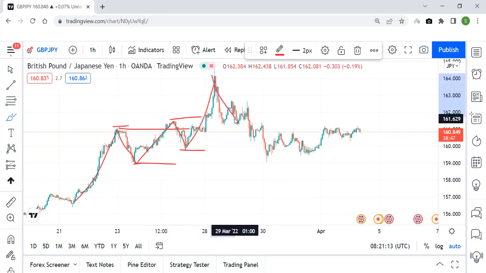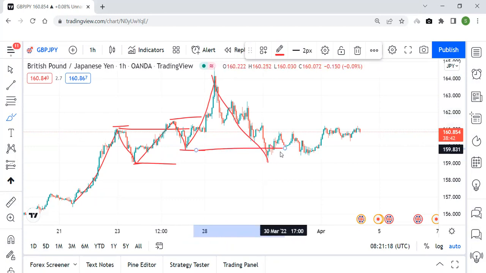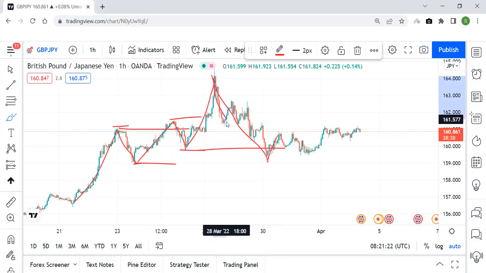Now let's see, we get this move to the downside. Is this level broken? Yes, we finally get a break. If you look at this pair cleanly, you know that we have a chart pattern here. As you can see, this is our head, our left and our right shoulder. We get this move to the downside.